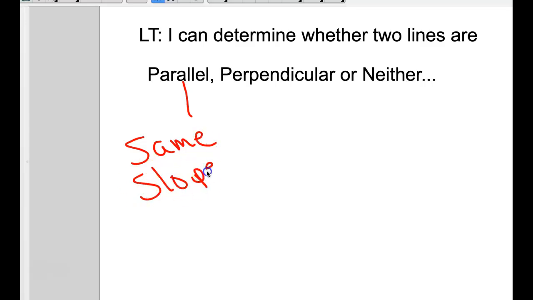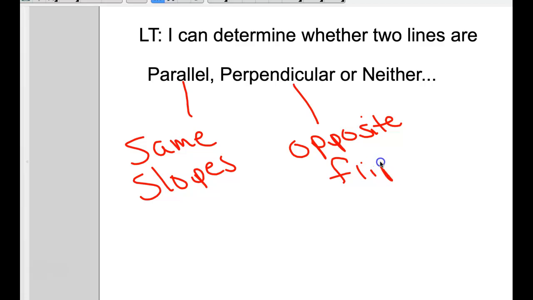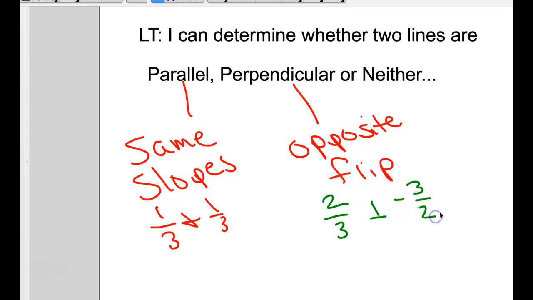And then perpendicular lines, remember, have those opposite and flipped slopes, fancy words, right? Opposite and flipped slopes. So if your slope is 1/3, your parallel line would also be 1/3. If you had a 2/3 and we wanted the perpendicular slope, that perpendicular slope would be a negative, and then we flip it, -3/2. If by chance it doesn't fit either of these two things, so if they are not the exact same slopes, and they need to be exact same, and if they're not the opposite and flip slope, then it means it's that last neither version.